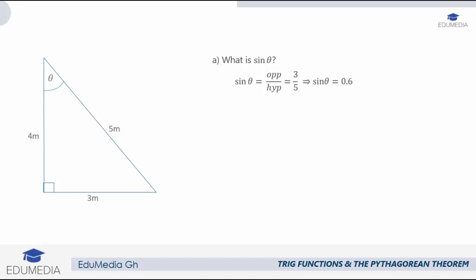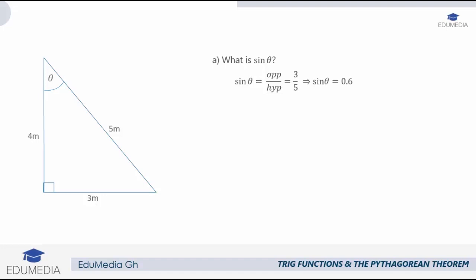All we can do is take sine theta equals opposite divided by hypotenuse. We saw that in the previous slide. Our opposite figure here is 3 meters, divided by the hypotenuse, which is 5 meters. So 3 divided by 5. Our sine theta here is 0.6, putting it in decimal form.